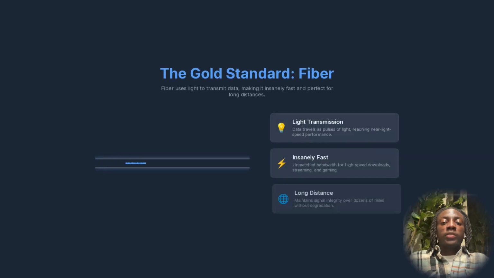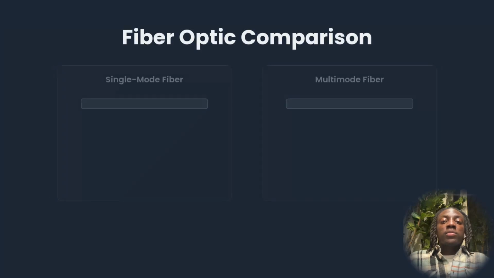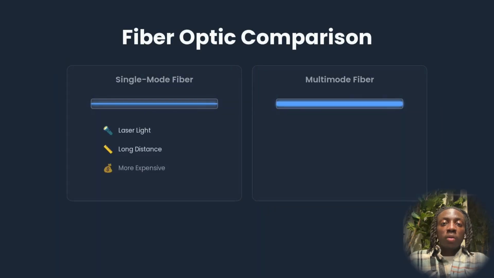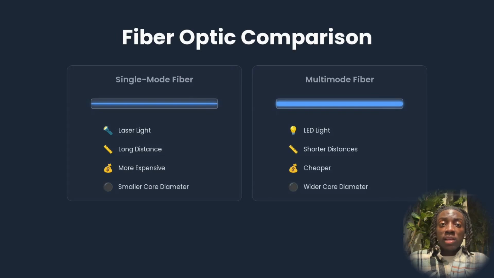Let's talk about the gold standard, fiber. Fiber uses light to transmit data. This makes it insanely fast and perfect for long distances. It mainly comes in two forms. Single mode, which is fiber that uses laser light, and it stretches to long distances up to 62 miles, but it's more expensive, and it has a smaller core diameter. We also have multi-mode fiber, which uses LED light. It's cheaper, shorter distance, and has a wider core.